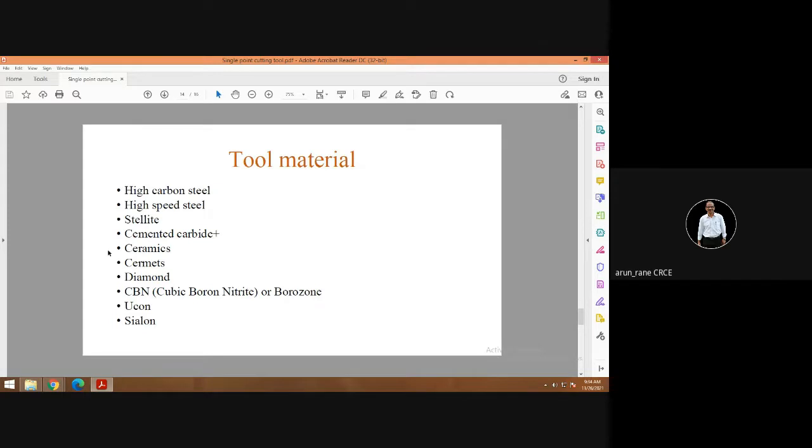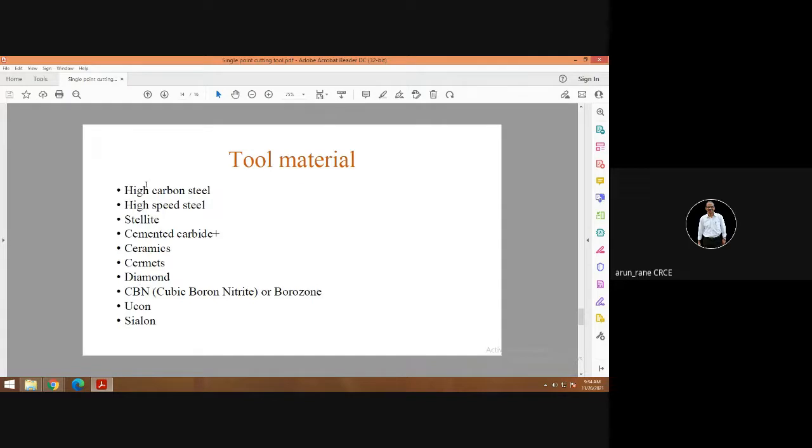These are the various tool materials: high carbon steel, high speed steel, then stellite. HSS is the short form for high speed steel. Then cemented carbide, ceramics, cermets, diamond, CBN. Then Yukan and Cylon, these are not most commonly used, but up to diamond and CBN.